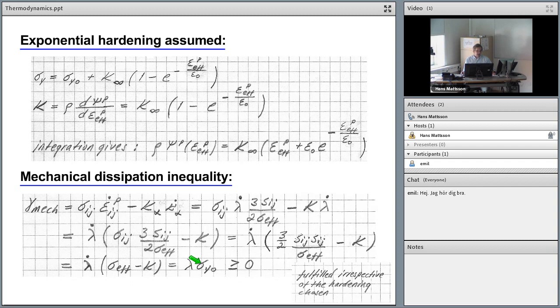So the mechanical dissipation inequality is always larger or equal to 0. This is fulfilled irrespective of the hardening chosen. It doesn't matter which hardening we choose. The mechanical dissipation inequality is always fulfilled for the isotropic von Mises model.